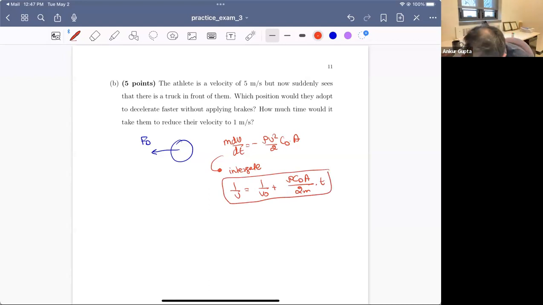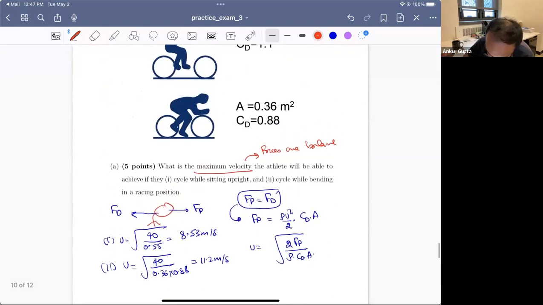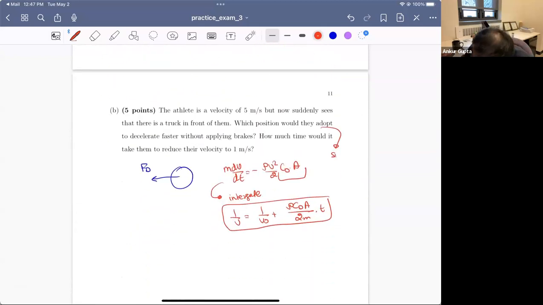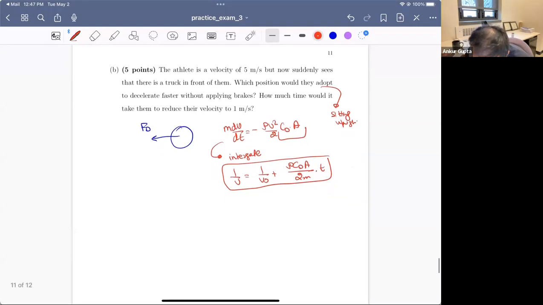Now, the question is which position should we use? So we want the velocity to reduce faster and without applying brakes. So we obviously want to increase the drag, and to increase the drag, basically which position? So we should kind of do the sitting upright position. So sitting upright. And the question is, how much time will it take them to go from 5 meters per second to 1 meter per second? So this is, now we'll substitute.